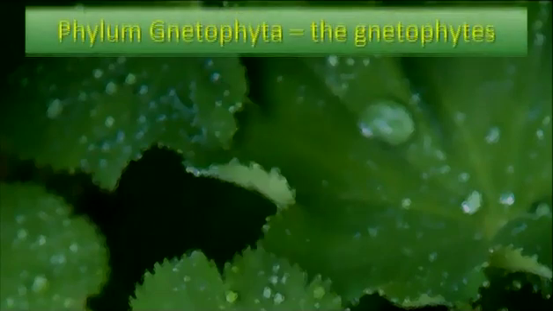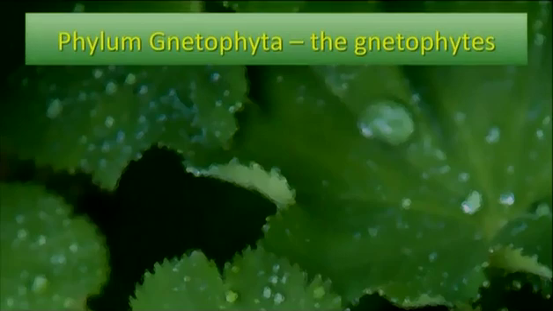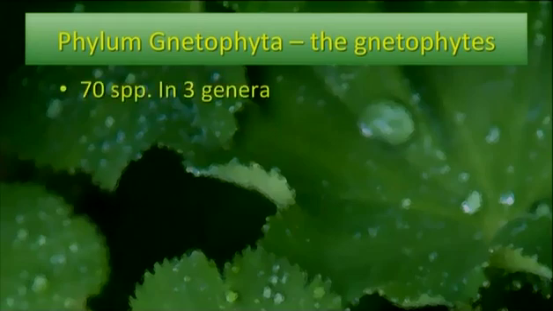Now, the phylum Gnetophyta includes the gnetophytes. These include 70 species in 3 different genera. They're not that closely related to each other. The Gnetophyta are like a catch-all phylum, all right? They all have certain characteristics, like vessels in the xylem, but otherwise they're not that closely related.